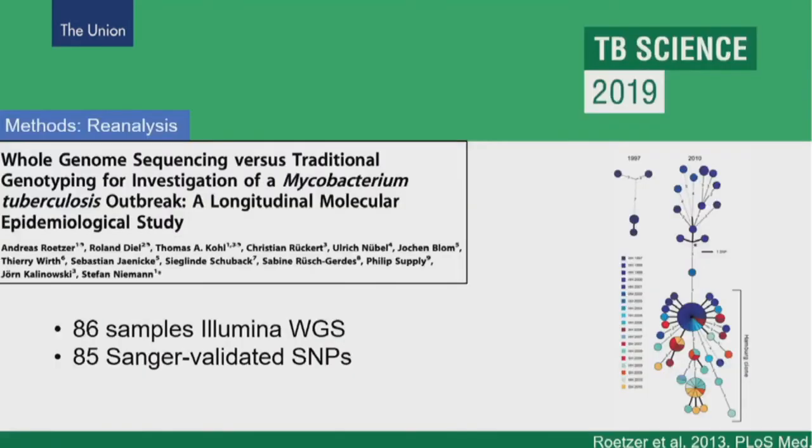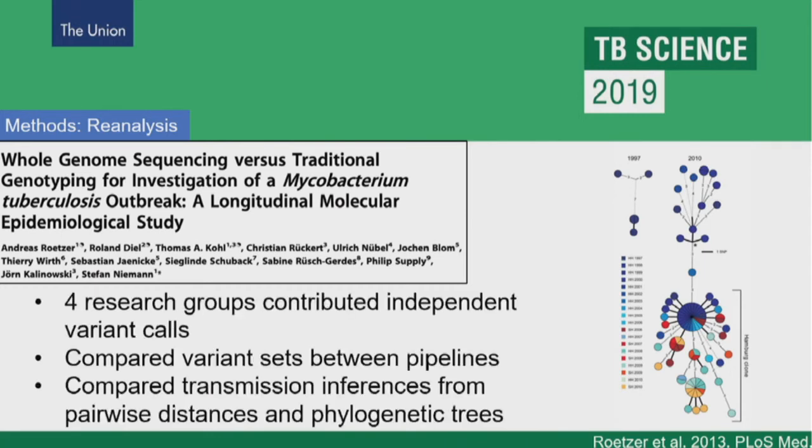So in our first part, we reanalyzed previously published data from a clonal outbreak in Germany. There were 86 samples that were sequenced in the original study. And the original study also, interestingly, Sanger sequence confirmed 85 SNPs. 4 independent genomic epidemiology research groups took the same set of sequence data, applied their methods to it, and generated variant calls. We then compared these variants across the different groups' pipelines, and not only did we compare variants, but we also compared the transmission inferences made from those variant sets.